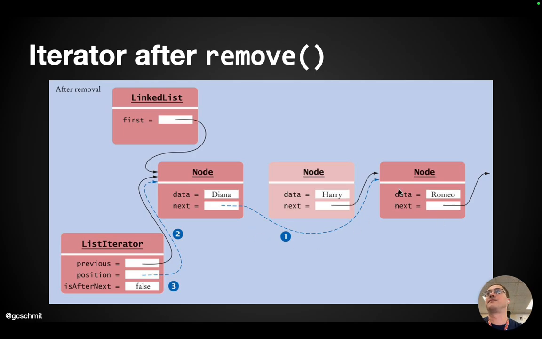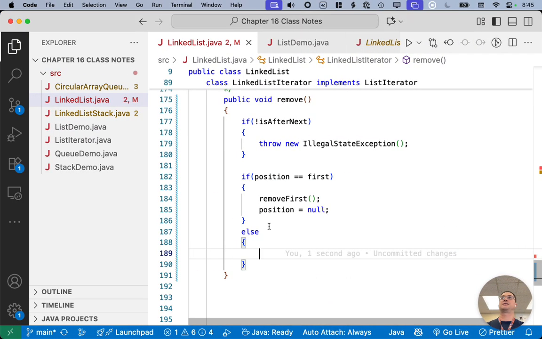So that's step 1. Step 2, position has to be set back to Diana. Okay, we can't leave position referring to Harry because this node is gone. It is unlinked from our list. In terms of when we call next again, we would iterate over Romeo. Therefore, position needs to refer to Diana. Okay, and then we'll set is after next back to false. So 3 steps to pull this off. Let's look at each of those in turn.